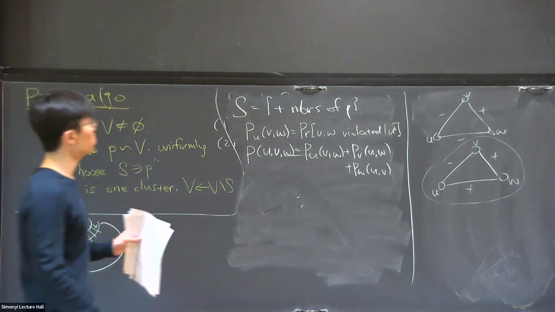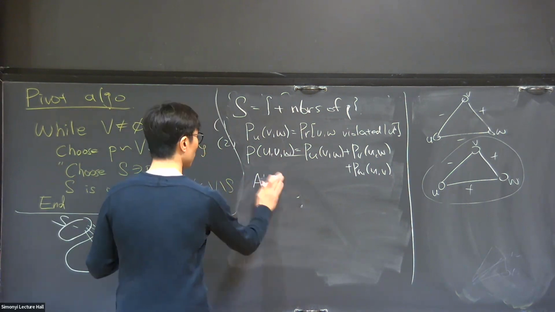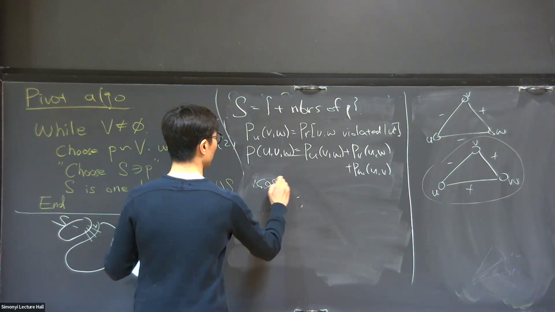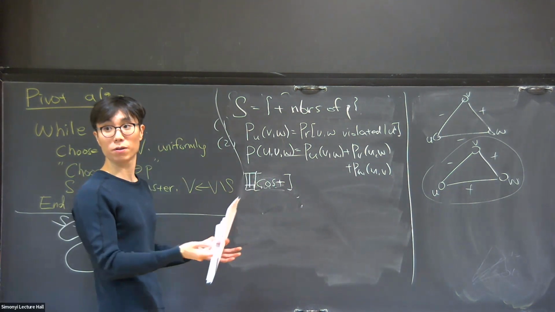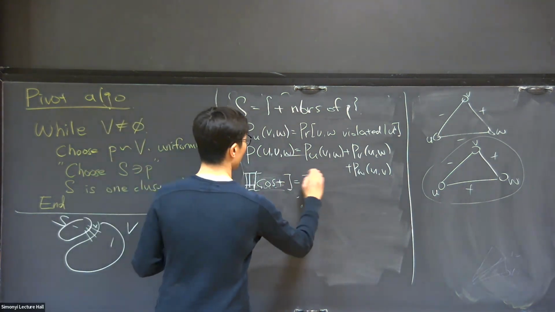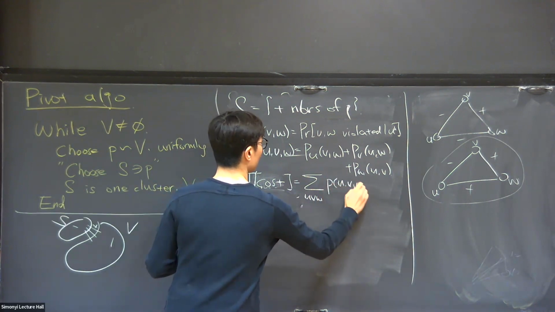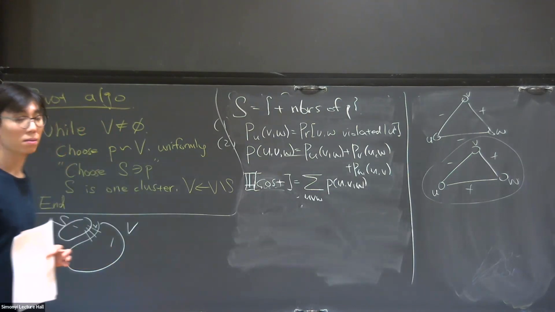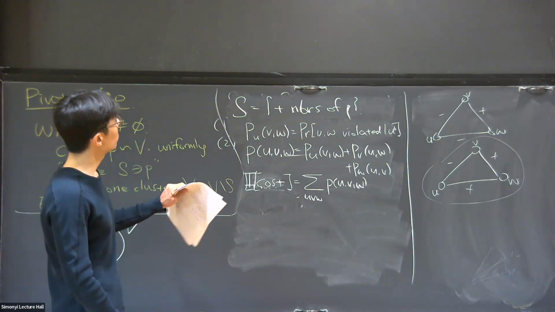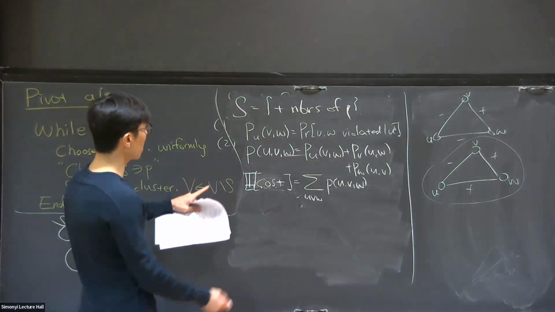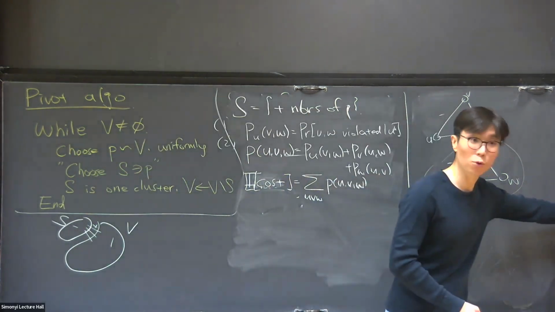Then we know that the expected value of the cost, let's say the total cost, is exactly the summation of P. Okay, that's good. And then my goal is to compare this to this program.